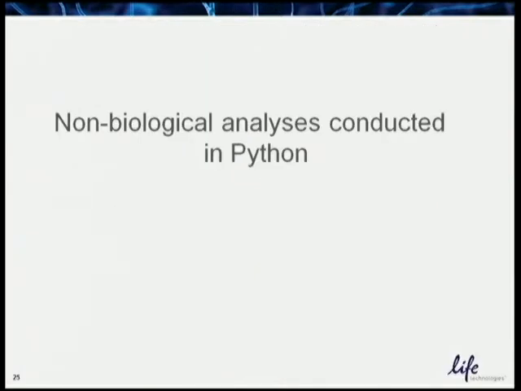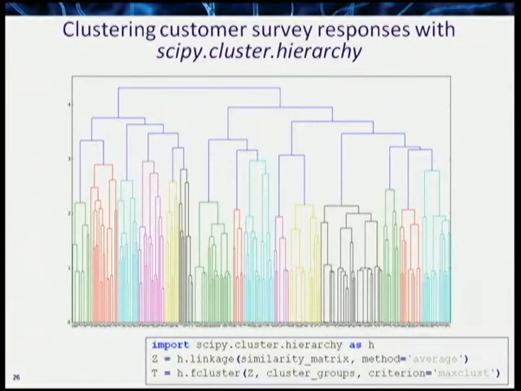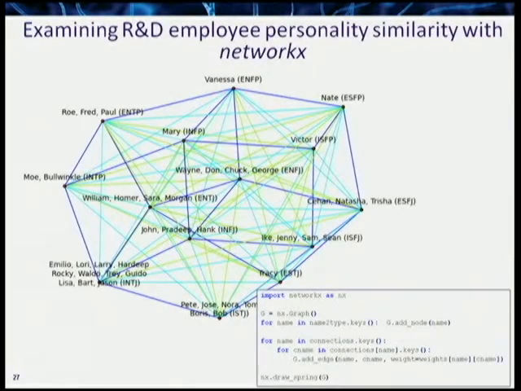So then I have two non-biological analyses we conducted in Python that I'd like to share. The first is we did a customer survey, and I clustered the survey responses using cluster.hierarchy to figure out how they group, so we could decide whether the products we think they want are relevant to what our customers say they want. And once I had defined the similarity matrix, it only took 3 lines of code to get this. So that's pretty sweet.